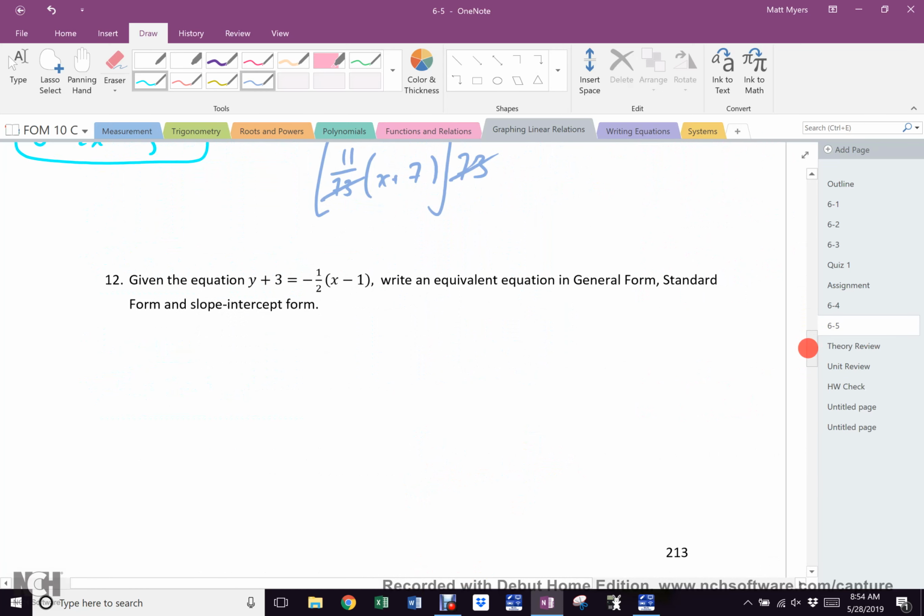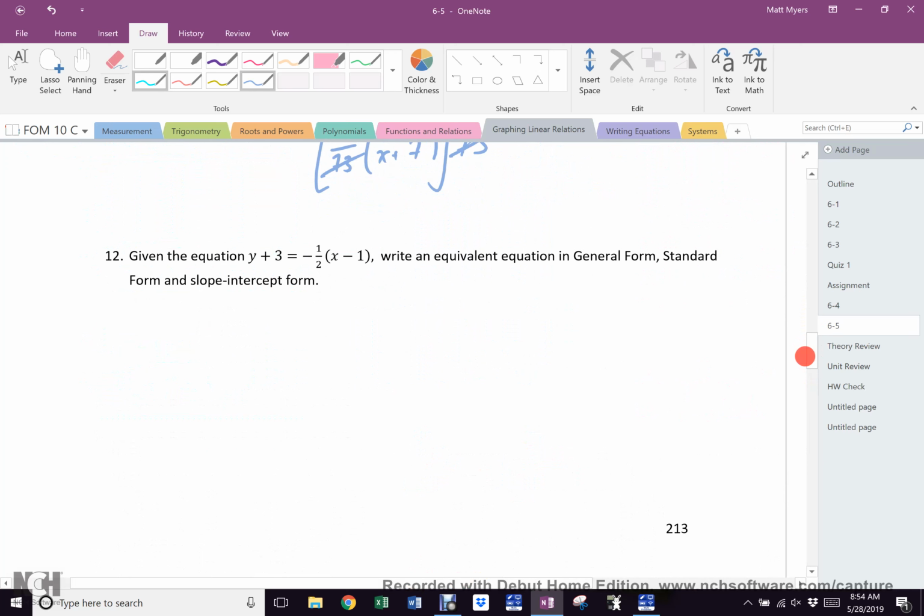You try it. Page 213. Now, please notice I want all the other forms. Who decides what order to do these in? You do. There's no right order. So we're going to start with y plus 3 equals negative 1/2 x minus 1. What are you going to change it to first? Slope-intercept or general form? Your choice. Personally, I go to general form first.